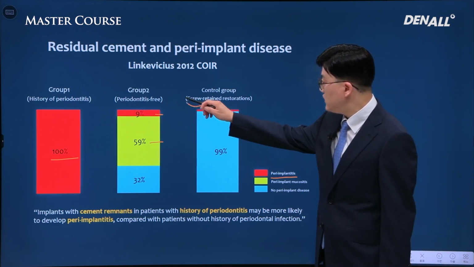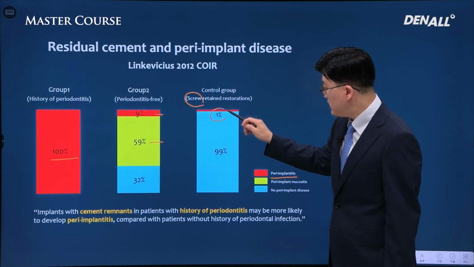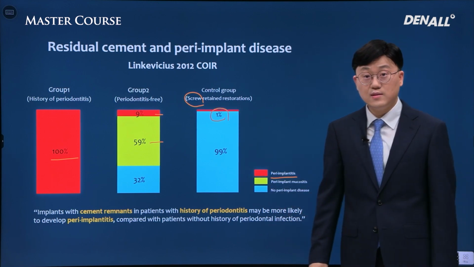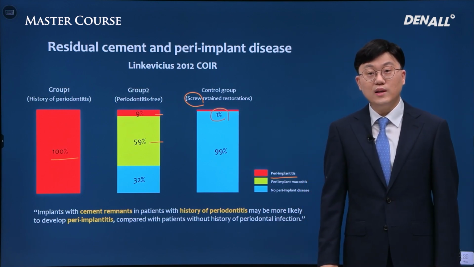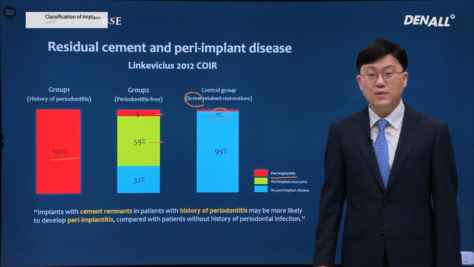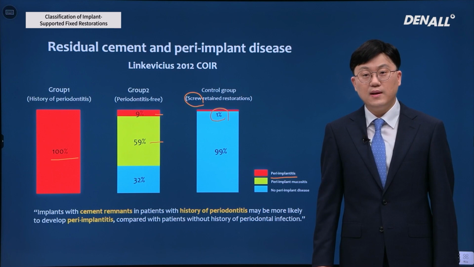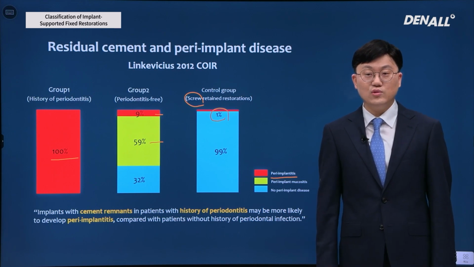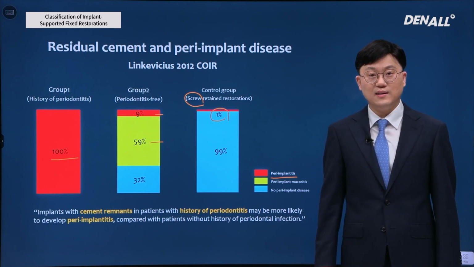On the other hand, in the case of screw-type prosthesis, peri-implantitis was observed in only 1% of the time. According to this literature, in the case of cement-type prosthesis, because of cement, peri-implantitis can result.